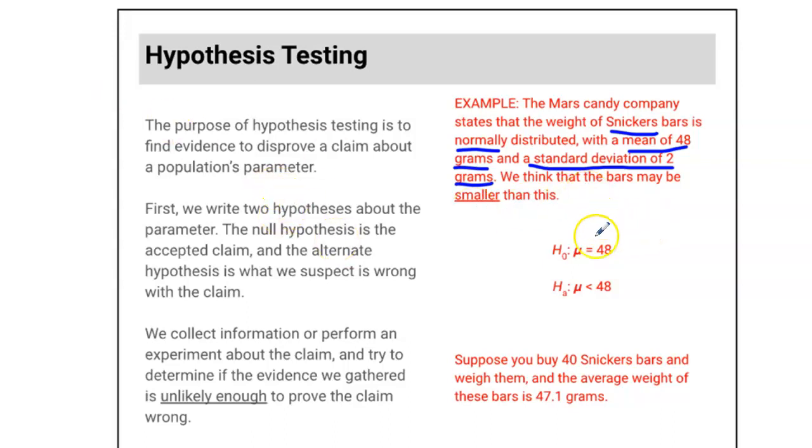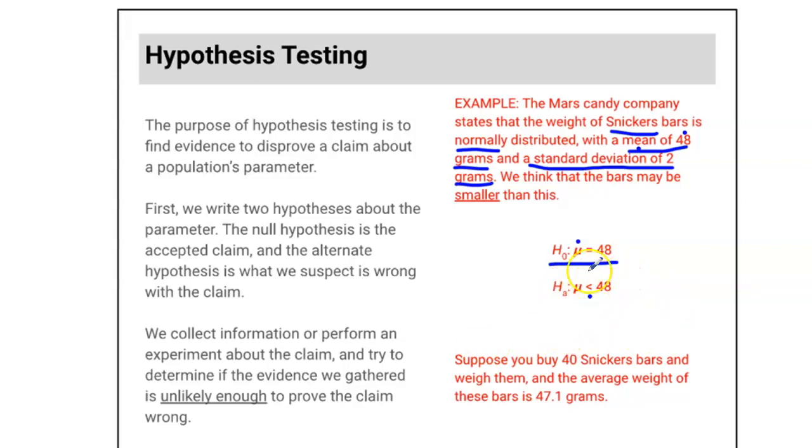First, we write two hypotheses. So the first hypothesis, the null hypothesis, is going to be based on mu. We're using mu because we're talking about the mean. It says it right here. And we say equals because that's what we do for the null hypothesis. And 48 is the value that we accept or are given as truth. That's that 48 grams. We're not using the standard deviation yet. That's going to come later. The alternative hypothesis is that mu is smaller than 48.